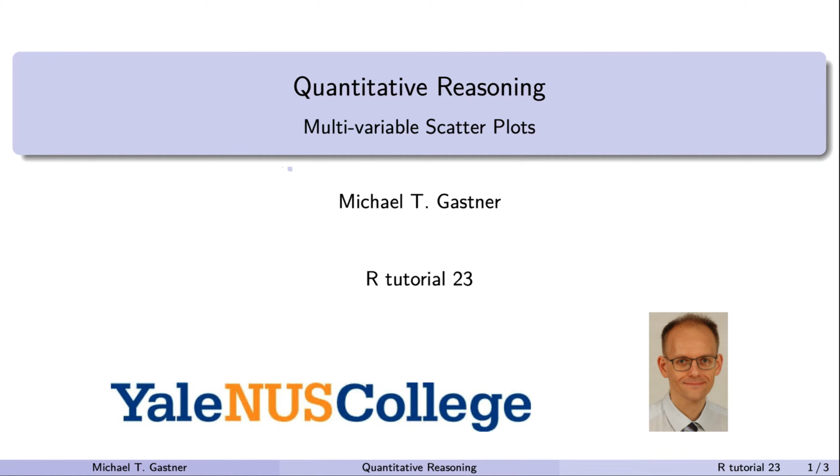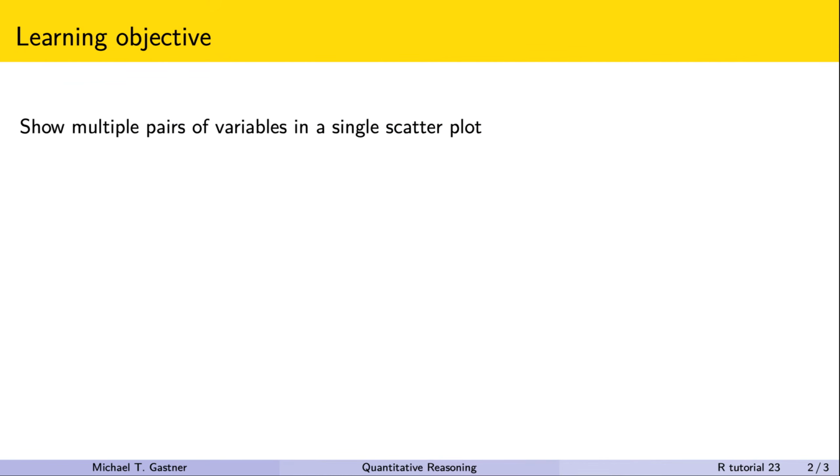Last time we learned how to make scatter plots that show the association between two variables, for example between the day of the year and wind speed. We plotted one variable along the x-axis and another variable along the y-axis. Sometimes we want to show in a single plot how multiple pairs of variables are associated with each other.